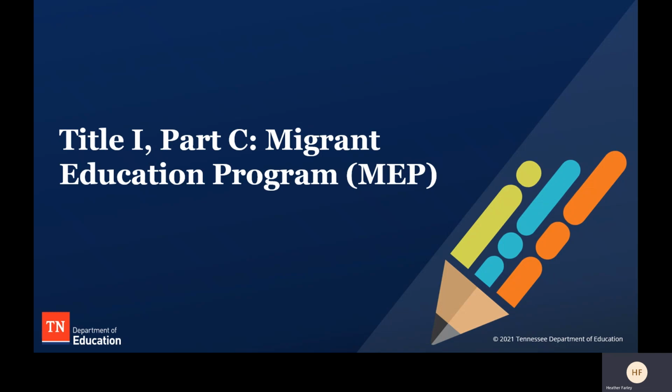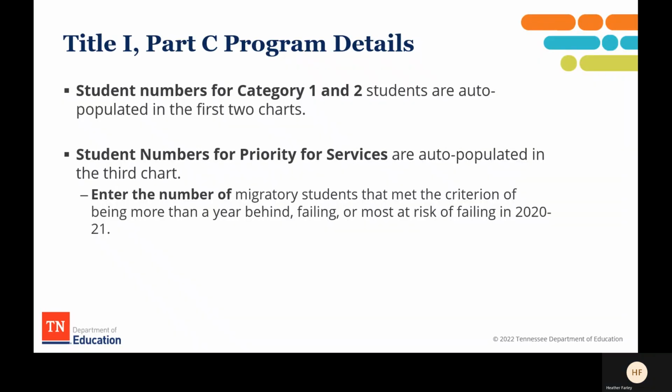Your Title I Part C, for those that receive those funds, you will have to complete some information on the program details pages. Do note, when it comes to your Category 1 and 2 students, those are auto-populated for you. However, you will need to enter the number of migratory students that met the criterion of being more than a year behind, failing, or most at risk of failing in the 2021 school year.